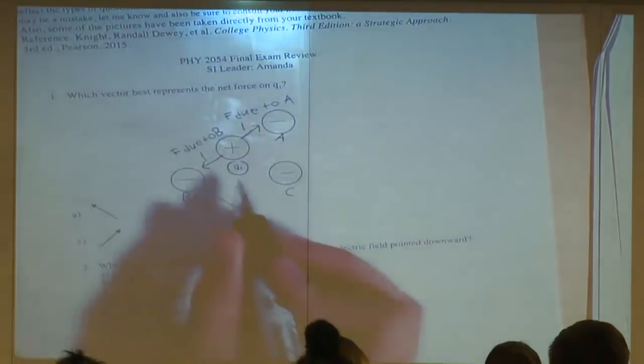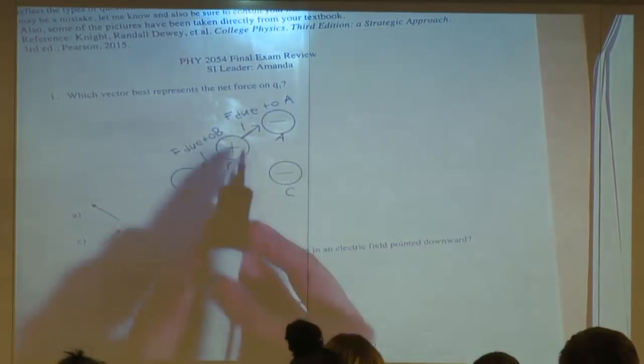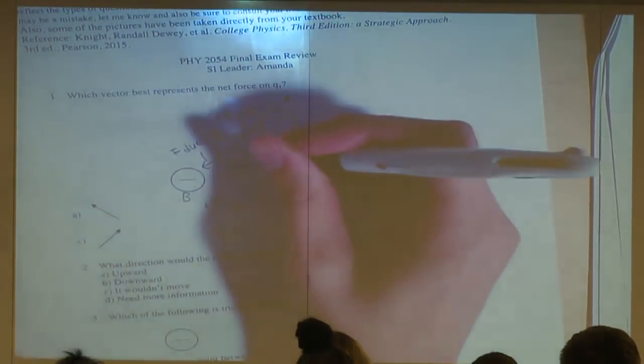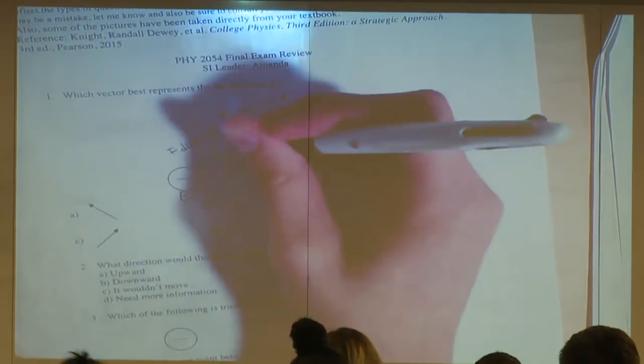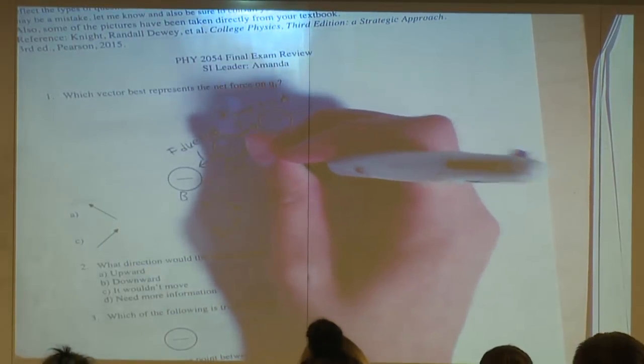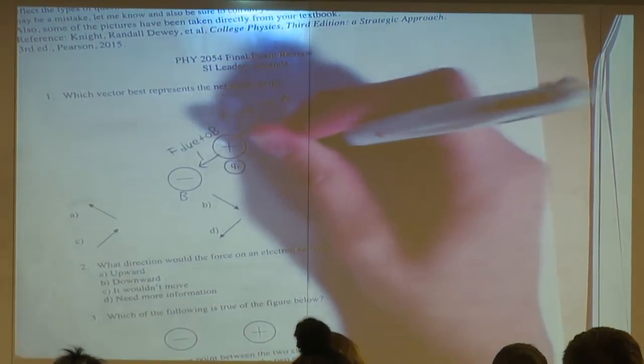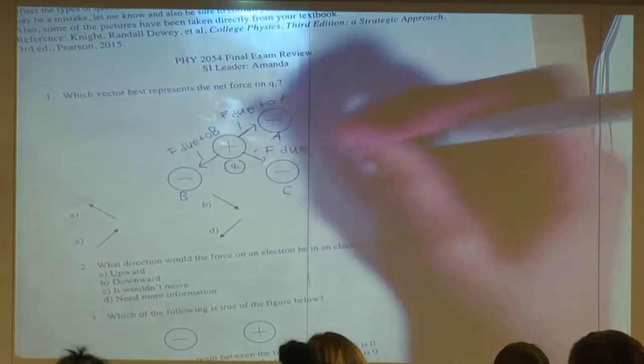Okay, and then we're going to look at the force due to this one. So it's also a positive and a negative, so it's going to be attracted. So that's going to be pulling that in towards that. So this is the F due to C.